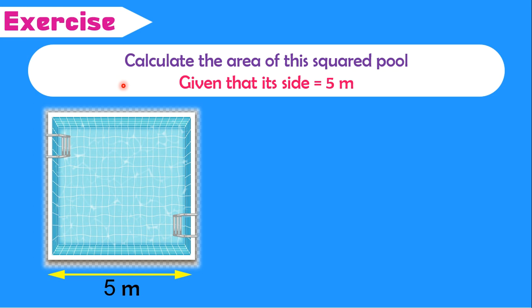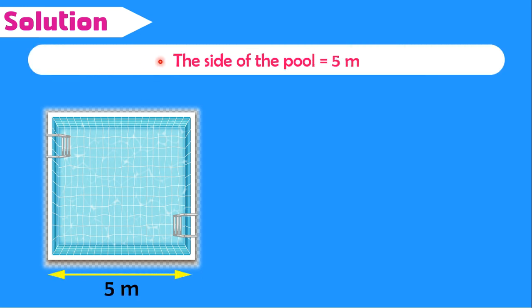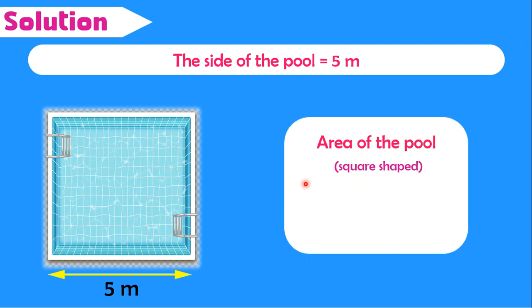Now let's do it together. This is the solution. Notice that this pool is squared. So if I have to find its area, I have to use the rule of a square. Notice that the side of the pool equals 5 meters. So the area of the pool equals side times side because it is a squared shape. This will equal 5 meters times 5 meters equals 25 meters squared.